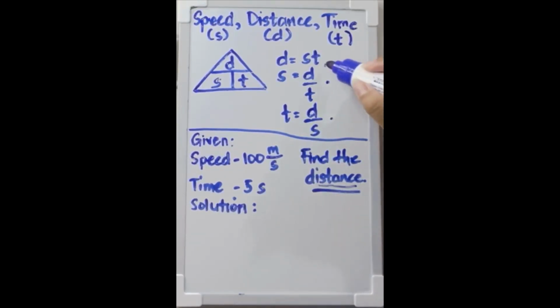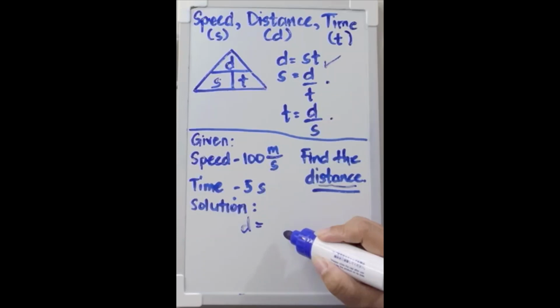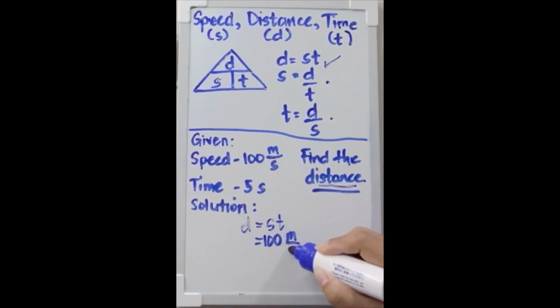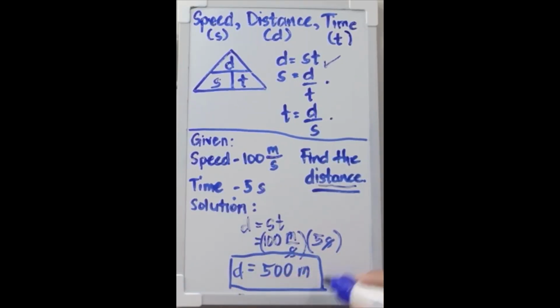So looking at the equations, we're going to use the first equation. So writing the equation here, distance is equal to the speed times the time. So speed here is 100 meter per second. We're going to get the product times the time. Time is 5 seconds. So we'll just multiply 100 times 5. This gives us 500. And then we can cancel out the seconds. What's left is meters. So our distance is 500 meters.